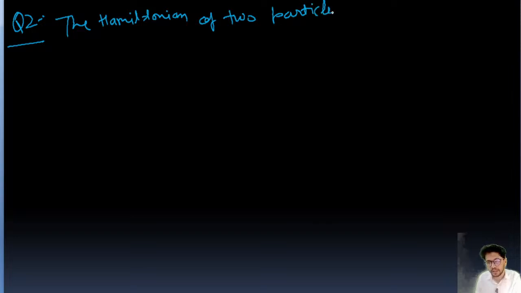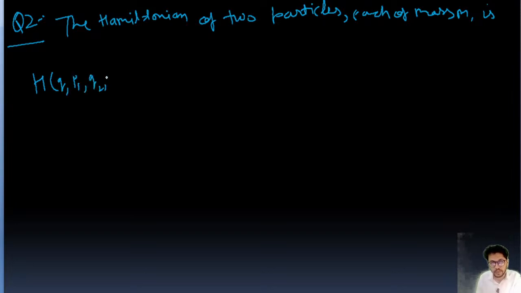The Hamiltonian of two particles, each of mass m, is given. Okay, which is a function of q1, p1, q2, p2. Okay, this is given.